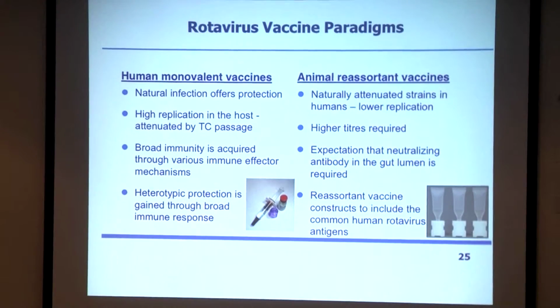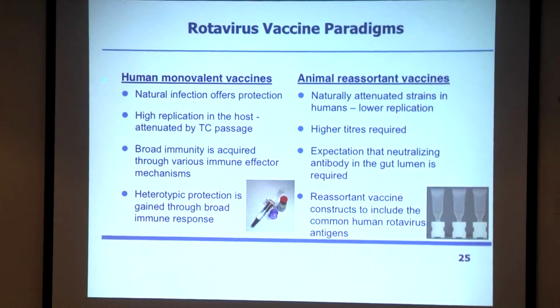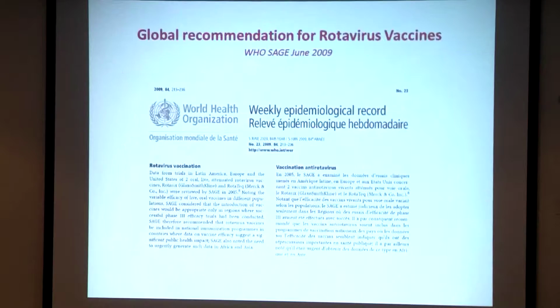These are oral vaccines in a dose of about 1.5 mils, slightly different between the 2 different preparations. And as I mentioned, the Rotavirus reassortant vaccine is targeting 5 different rotavirus strains, the most common strains that occur worldwide. On the other hand, the Rotavirus human monovalent strain is one strain which appears to have heterotypic protection across a range of rotavirus strains.